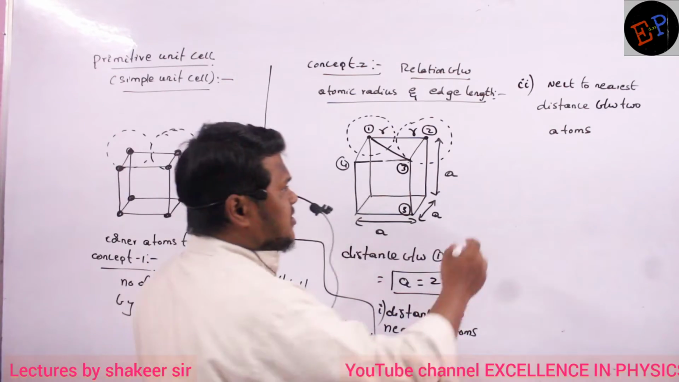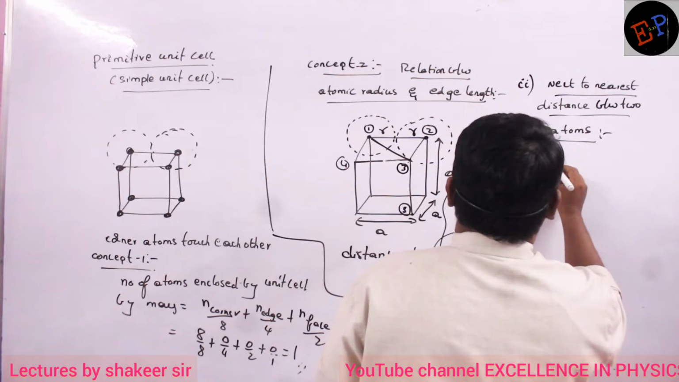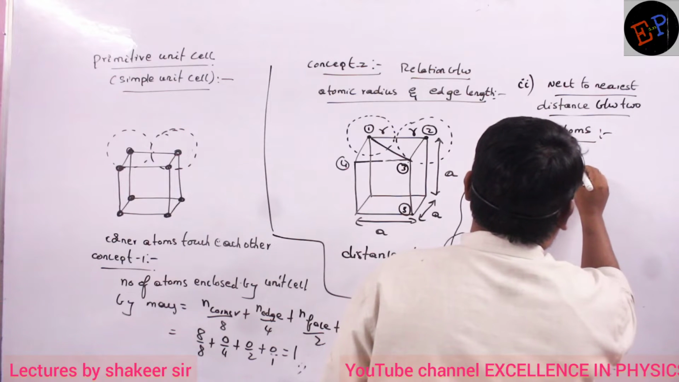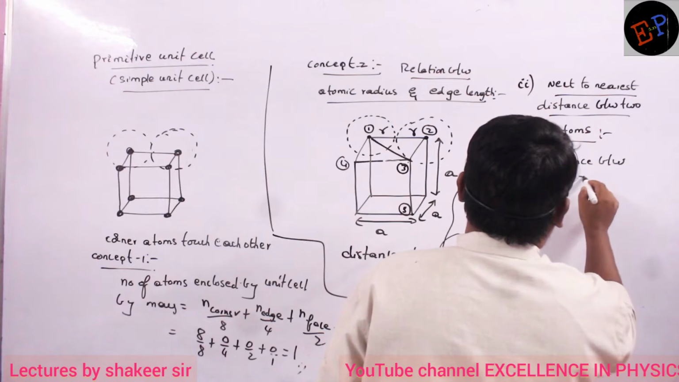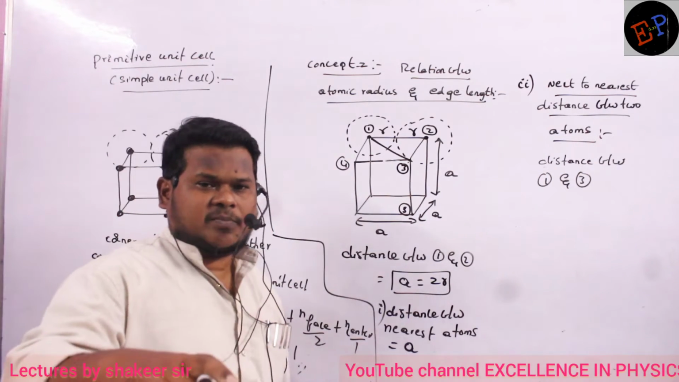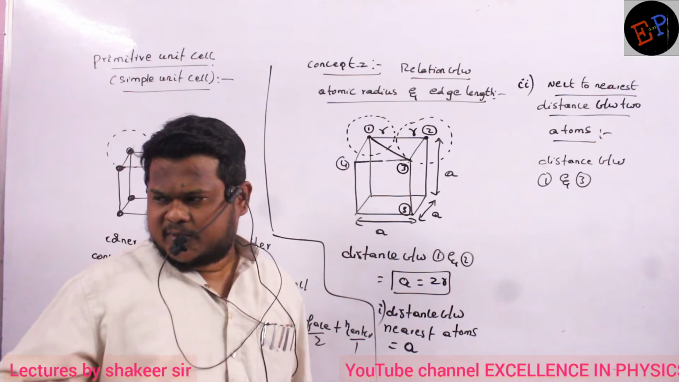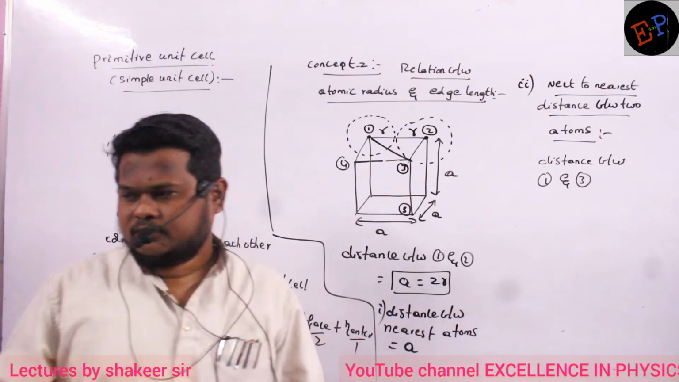So the next to nearest distance is nothing but the distance between 1 and 3, because both of them are present on the same face. Give me the cube, okay.